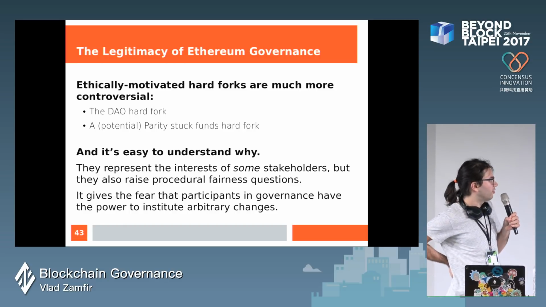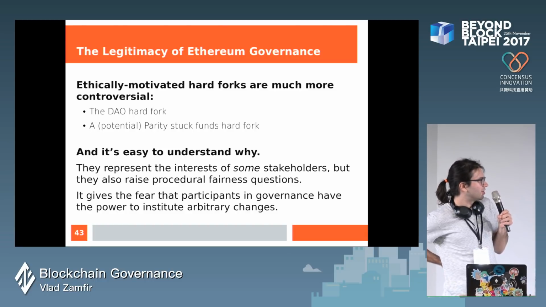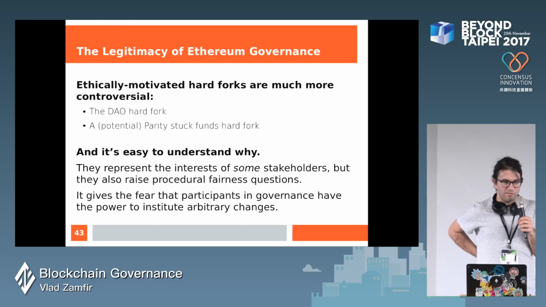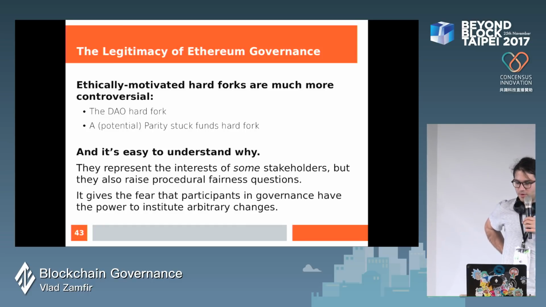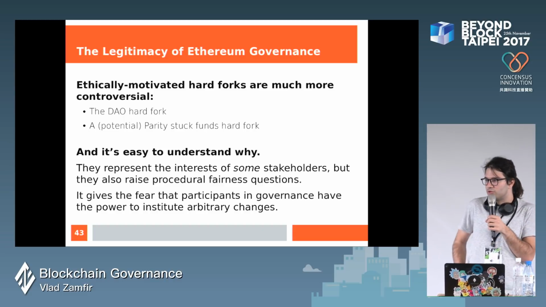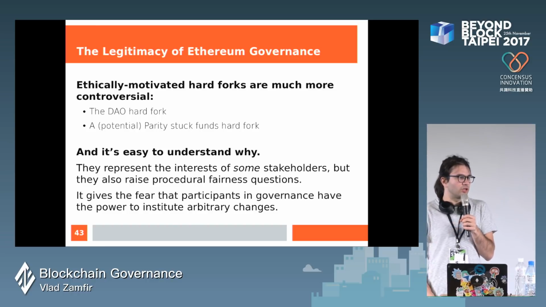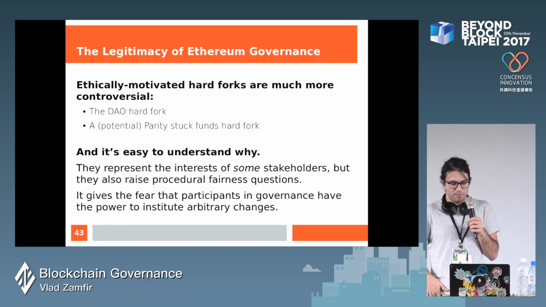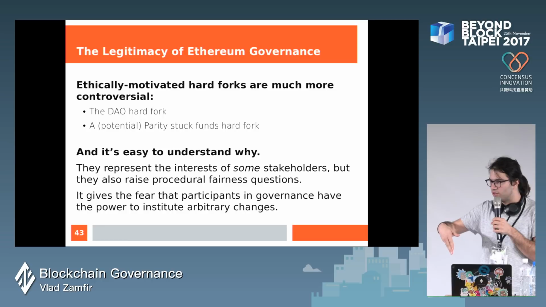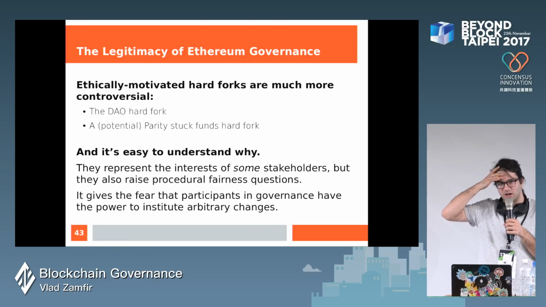For example, the DAO hard fork, and now there are hush-hush conversations about a potential Parity stuck funds hard fork. It's easy to understand why people find this more unsettling, right? They definitely represent some interests of some stakeholders, but they also really raise procedural fairness questions. It makes people afraid that some people just get to control what happens on Ethereum. And it's totally fair, right? Why would some fork happen and not some other fork? And if you don't have any transparency, you don't have any reason to think that it's not just Vitalik calling the shots.